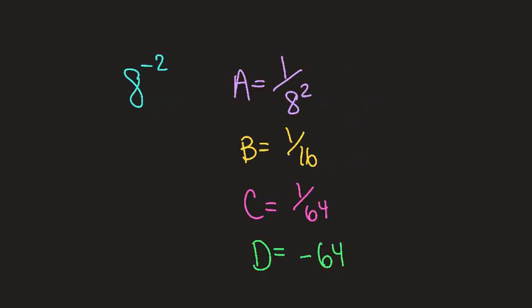Will 8 to the -2 be choice A, B, C, or D? Well, technically it could be A, but we don't want to leave it in A. We want to finish it and make it be C. 1 over 8 squared is 1 over 64.